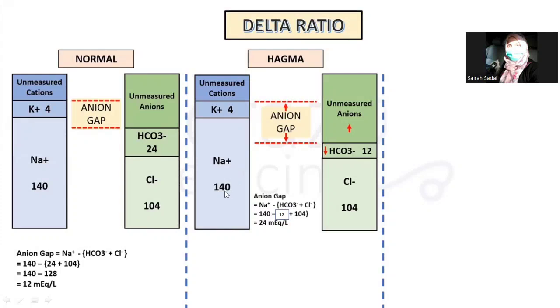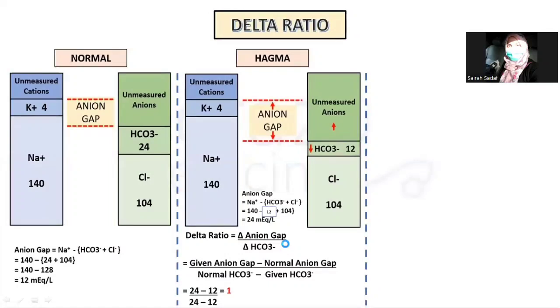As you can see, sodium is 140 and the bicarb is 12 and chloride is 104. Now, just putting all values in the formula, we will get an anion gap value that is 24. Now 24 is high, which means that the patient is having high anion gap metabolic acidosis.